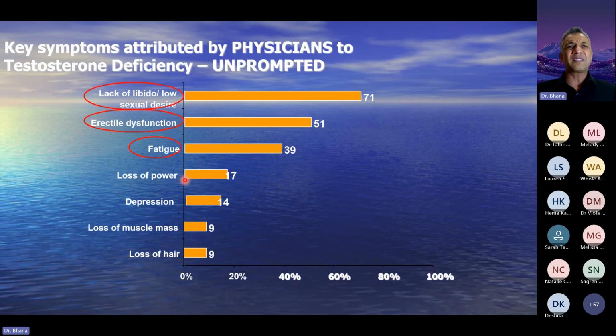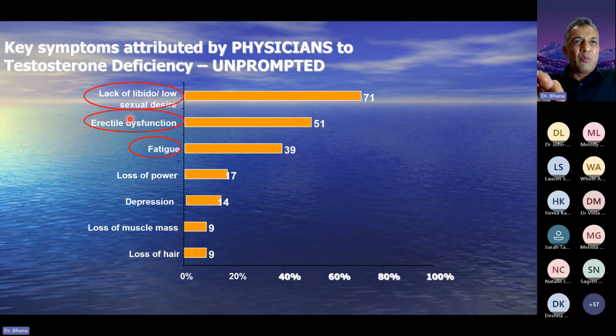So this was a massive study done in Europe, and it was a questionnaire sent off to general practitioners, physicians, and urologists that were dealing with men. And they said, well, when you have a guy with low testosterone, what are the commonest symptoms? And this is what was reported. So 71% said they'll present with low libido and low sexual desire.